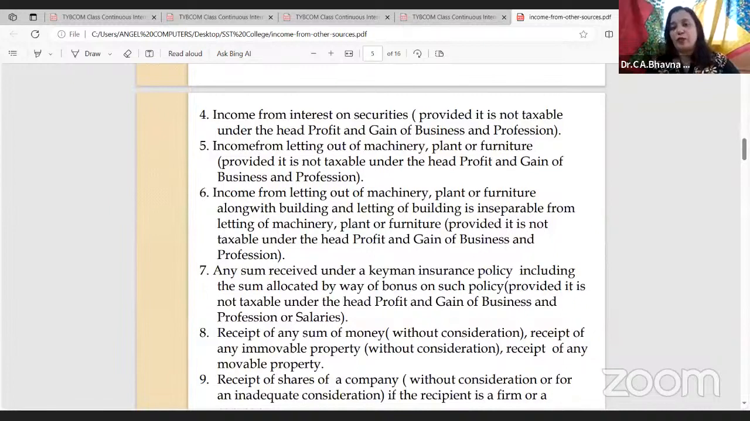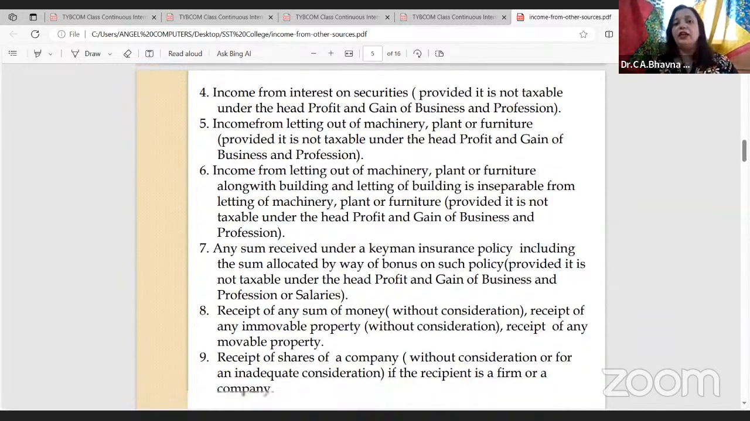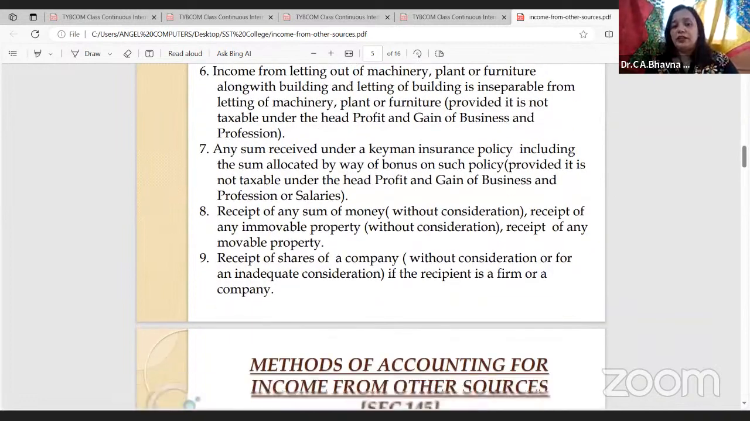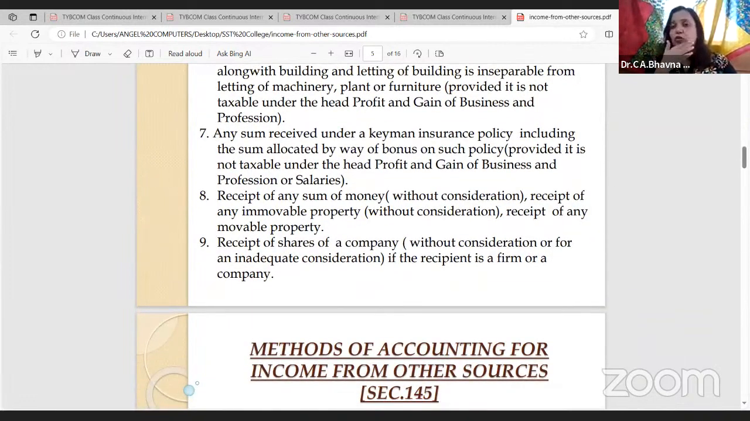Then any interest from securities, any income from letting out of plant and machinery, meaning if you have rented out machinery, furniture, or computers, and any income received under a keyman insurance policy. I told you at the time of salary, whenever income is received under a keyman insurance policy, if it is chargeable under salary, well and good. Chargeable under profit and gains, well and good. If it is not chargeable in any other source, it would be chargeable under this source.